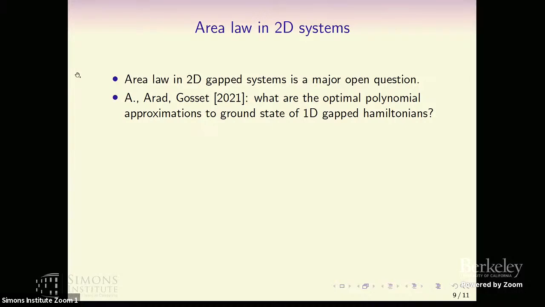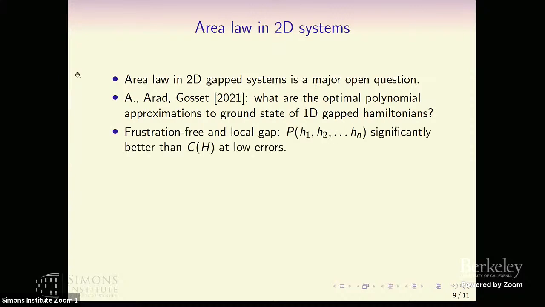What is the optimal polynomial approximation to the ground states of 1D local Hamiltonian systems? As I showed, Chebyshev polynomial seems to be the optimal one as a function of the Hamiltonian, but is there something better that can be done? So what we showed is that if you assume certain properties, first the frustration-free assumption that I already introduced earlier, and next the local gap assumption, which I introduced quickly in the previous slide, then a multivariate polynomial of the Hamiltonian can significantly improve upon the Chebyshev behavior when you're interested in very, very small error of approximation.